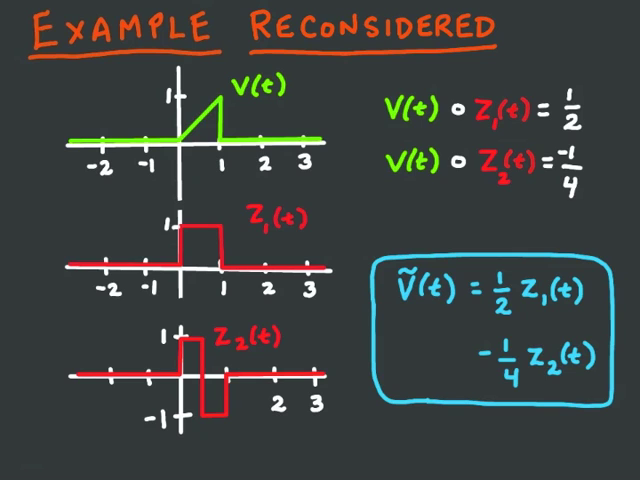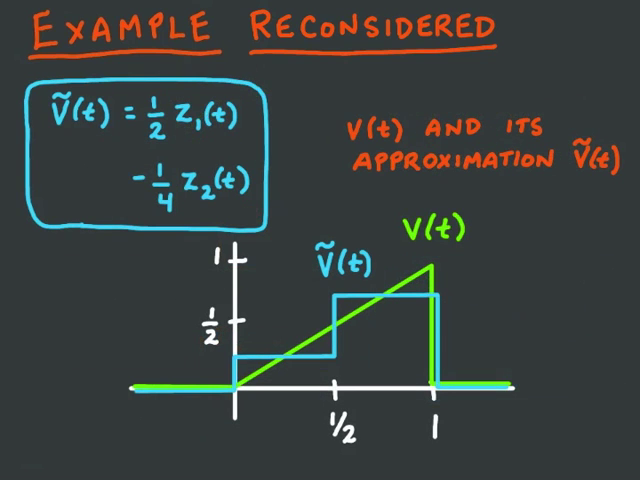Let's graph this approximation and see how it looks. Shown in blue here is our approximation 1/2 z1 minus 1/4 z2, and shown in green is our original signal v of t. You can see this approximates it fairly well. It's better than our original approximation with just w. And w, which was the boxcar between 0 and 1 second, is the same as z1 here.